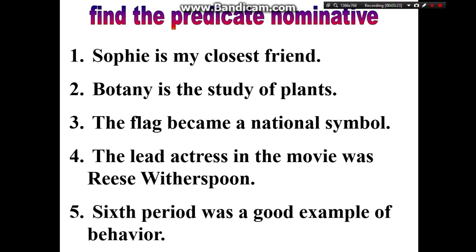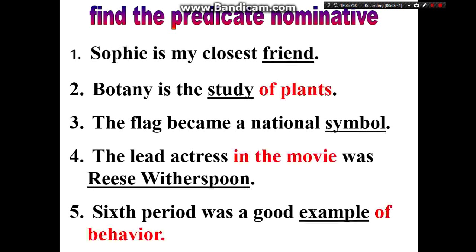Number 3, the flag became a national symbol. Became is your linking verb. And what did the flag become? A national symbol, which is your predicate noun. The other 2, you can just try to guess that in your head right now before you flip on. But once you've got these written, flip and you can see what they look like.